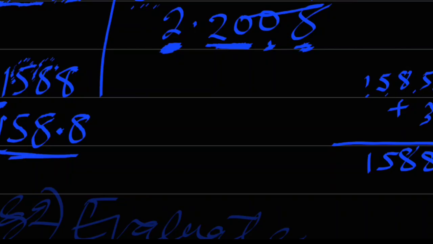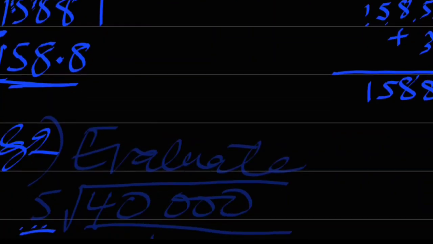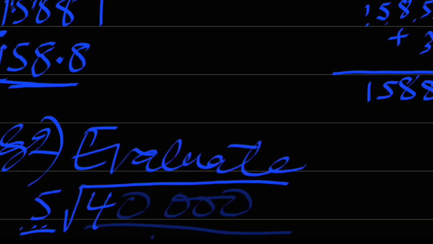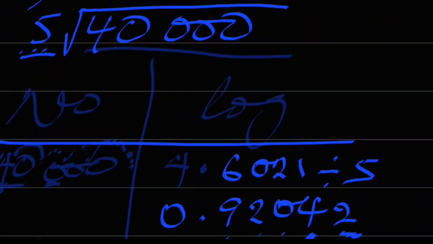Let's solve the second example. Example 2. Evaluate the 5th root of 40,000. 5 root 40,000. We'll draw our lines again. We have our number. We have our log. 40,000.